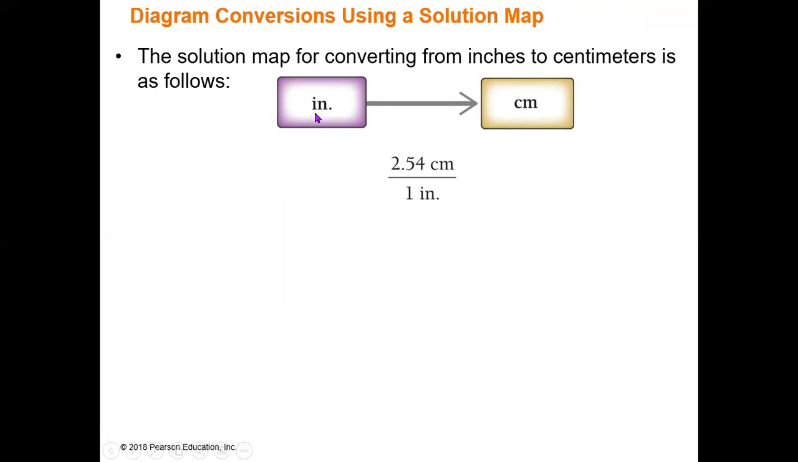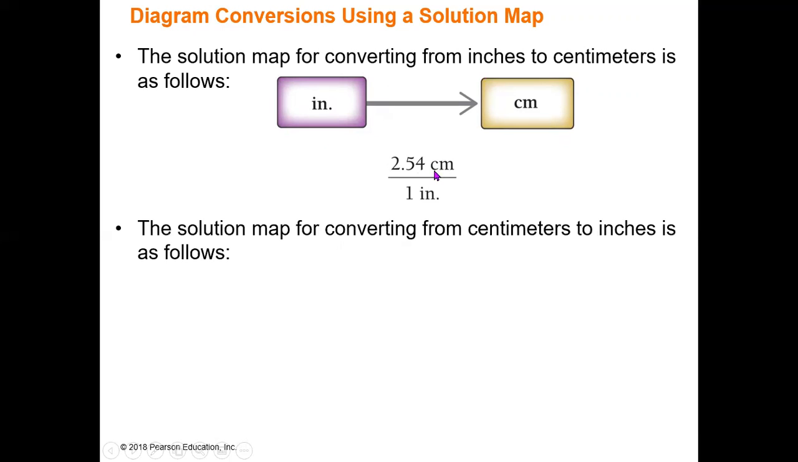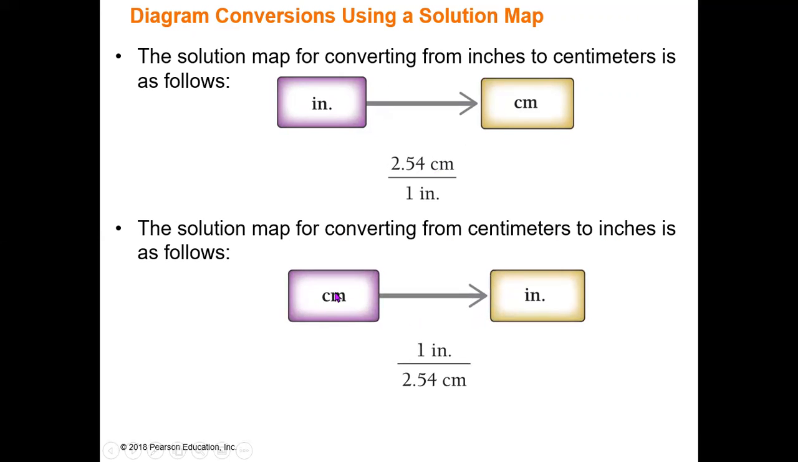You simply start from inches, you want to convert into centimeters, and then you decide to use this fraction. This is just a generic map, and depending on the question, if the question gives you centimeters, you will reverse the process and also reverse the fraction. The solution map for converting from centimeters to inches is as follows. If the question gives you centimeters and you want to convert into inches, you just reverse the direction and also reverse the conversion fraction.